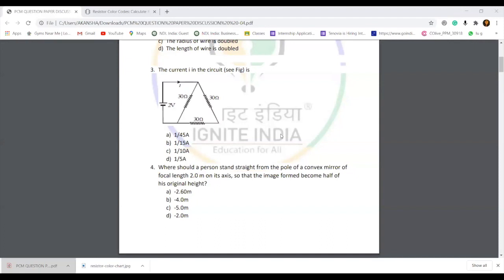Ma'am, in the wire where there is only one resistor, the current flowing is 1 by 15 ampere, and in the wire where there are two resistors, the current flowing is 1 by 30 ampere. Is it right, ma'am? Let's solve it. I don't know because this was a question. I know the answer for this. Let's solve the question that I have just now given.